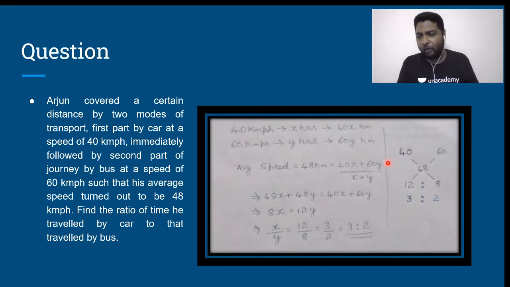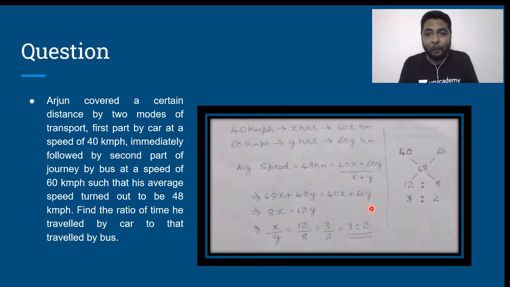First part of the journey, 40 kilometers at a speed of 40 kilometers per hour. Second part of the journey at a speed of 60 kilometers per hour. The average speed for the entire trip, 48 kilometers per hour. 48 minus 40, 8. 60 minus 48, 12. 12:8 is the same as 3:2. This method hardly takes 1/3 of the time that we spent over here.